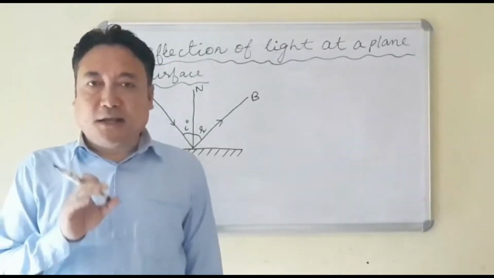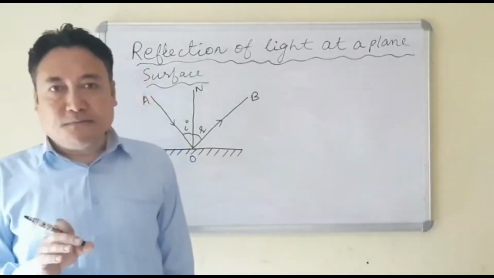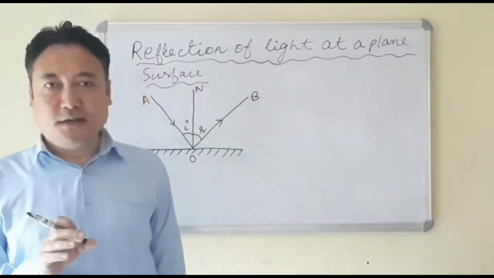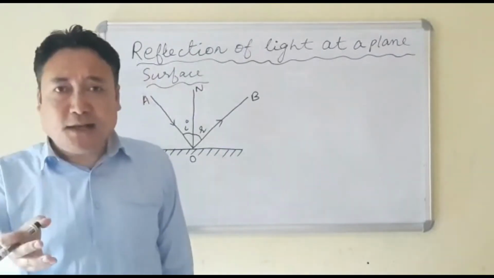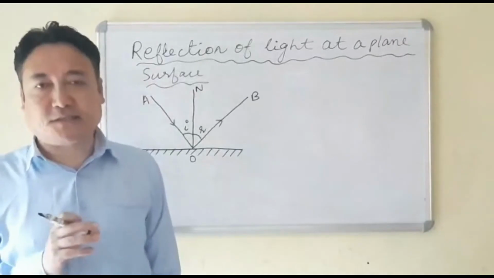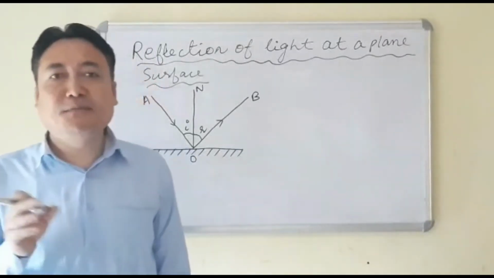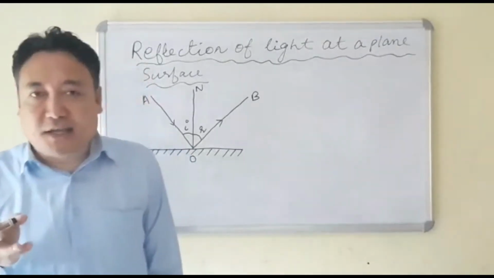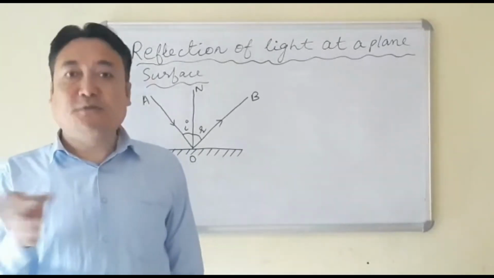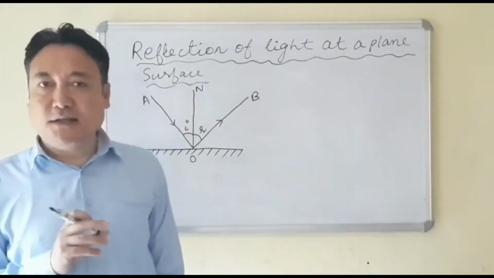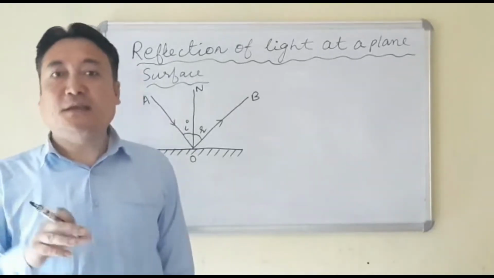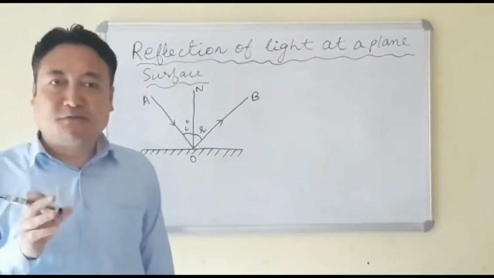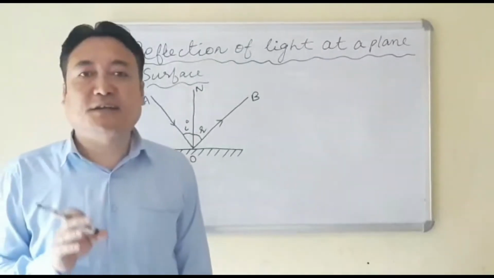So when a ray of light is traveling in one medium, let us consider air, and that light falls on the reflecting surface, the mirror. Plane mirror is the reflecting surface. You will find plane mirrors in so many places: at home, in a vehicle, in a shop, even in a barber shop. Everywhere you will find plane mirrors, and a plane mirror is considered a reflecting surface.